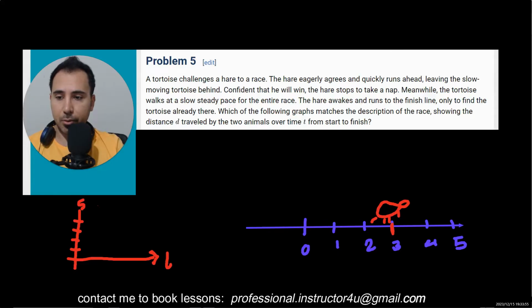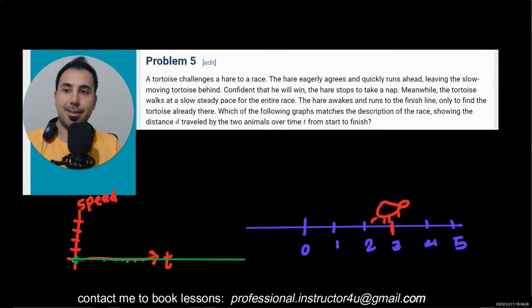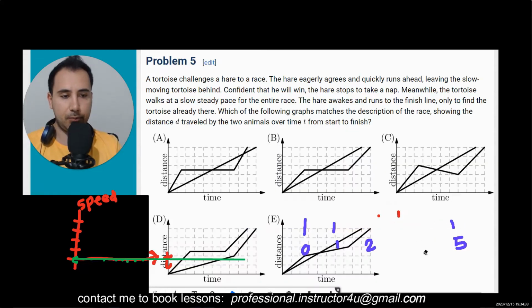So if I ask for a speed-time graph, what is the speed of the tortoise? It's not moving. Its speed is 0. After 1 minute, still 0 because it's not moving. 2 minutes, it's still 0. So you would see time goes forward, but the tortoise will be at 0 here. Sometimes we confuse these two. So they are different. Now let's go and deal with the question.